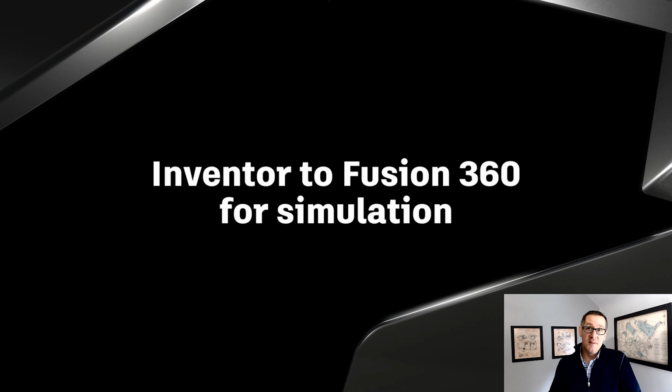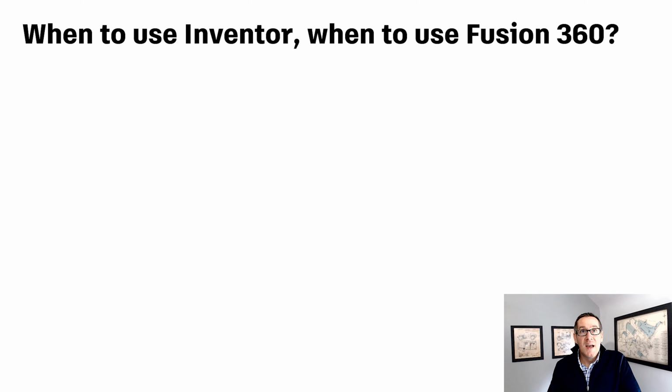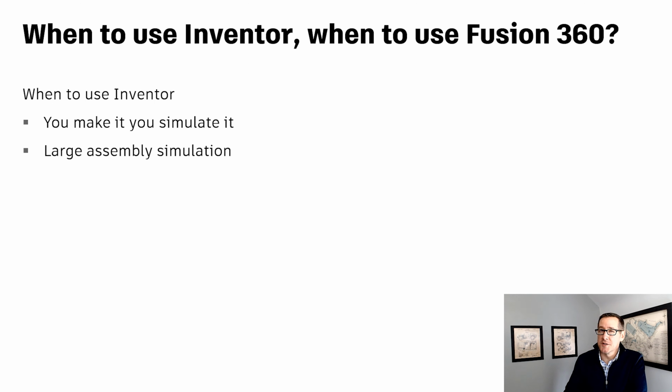The next one is Inventor to Fusion 360 for simulation. And so, when to use Inventor and when to use Fusion 360. This is very similar to the CAM one. Maybe you simulate it and you're also the person that makes the components or the assembly. It doesn't make sense to leave the Inventor environment. You can use Inventor Nastran again if you have the collection, and you can do all your simulation right there leveraging the Nastran functionality inside of Inventor Nastran.